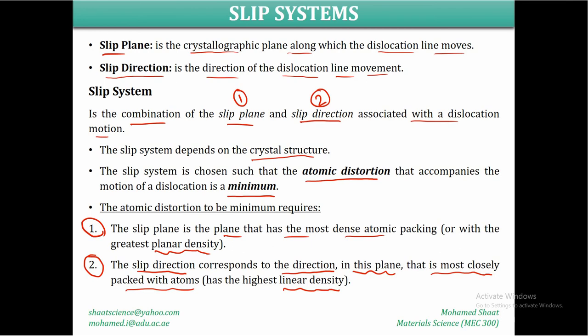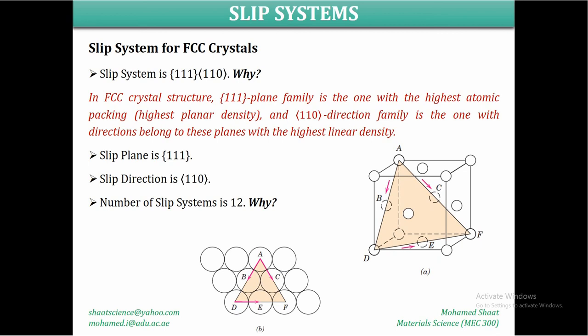Within one specific slip plane, you may have only one direction with the largest linear density, or you may have more than one direction having the same largest linear density. In that case, you're going to collect all of these directions as slip directions for this crystallographic plane, or slip plane. So this is how we can define the slip system of the material, and again, this depends on the crystal structure.